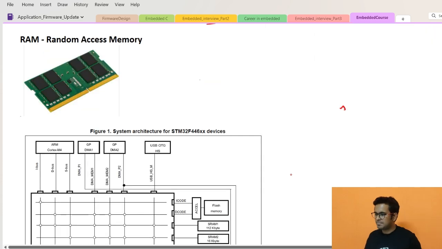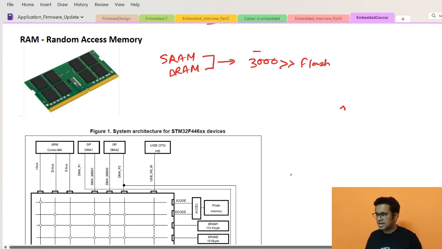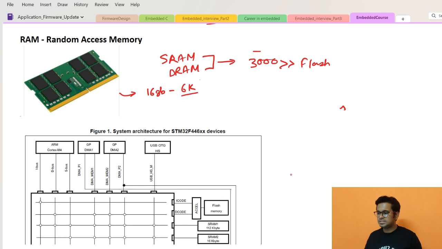Okay, RAM can be SRAM and DRAM, and RAM is very fast. Just for comparison, RAM is 3000 times faster than flash. Okay, and if I give you an analogy, 16 GB of RAM costs 6000 rupees. Similarly, 1 TB of hard disk also costs maybe 5 to 6000 rupees. So that's the difference, you see.